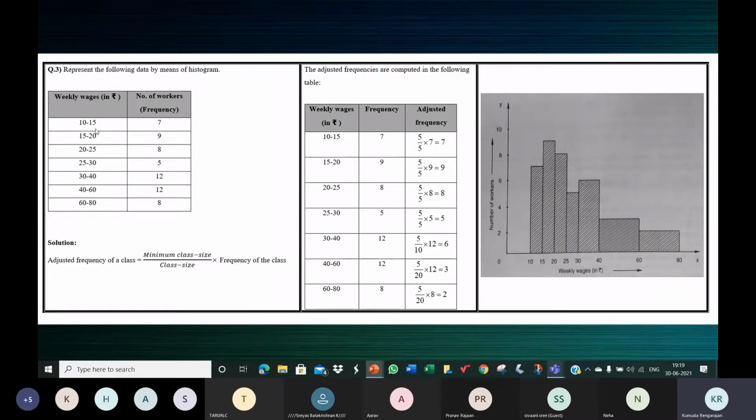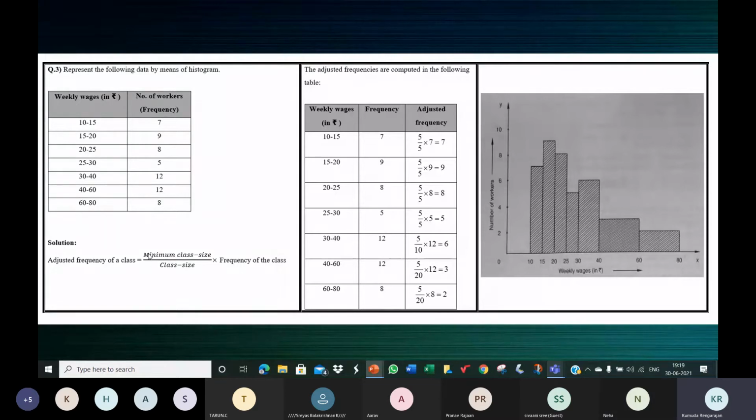10 to 15 is a class interval wherein 10 is the lower class limit and 15 is the upper class limit. For now, just understand that 15 minus 10, 5, is the class size. Here, 20 minus 15, 5 is the class size. 60 minus 40, 20 is the class size.